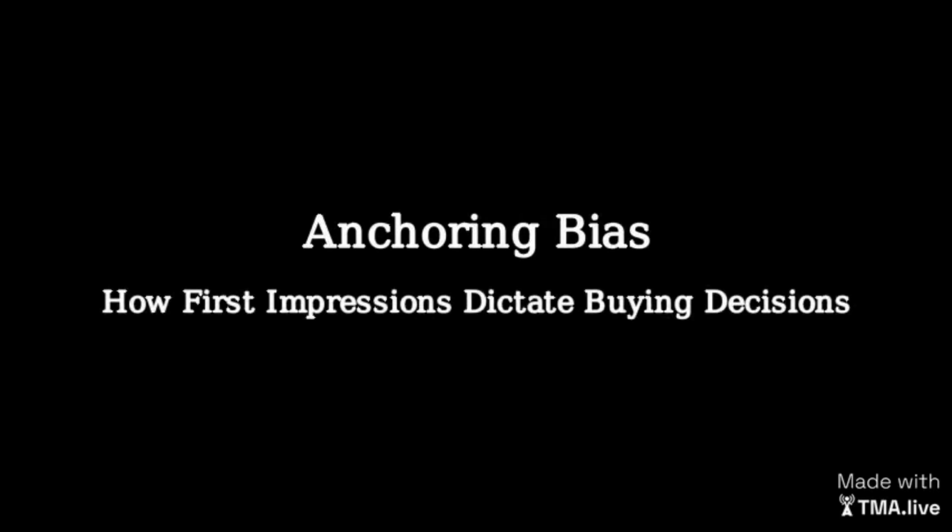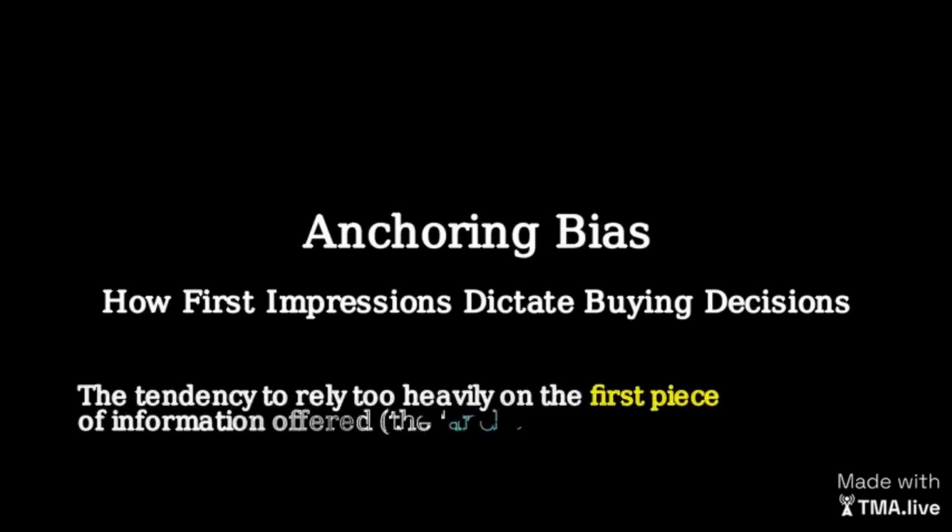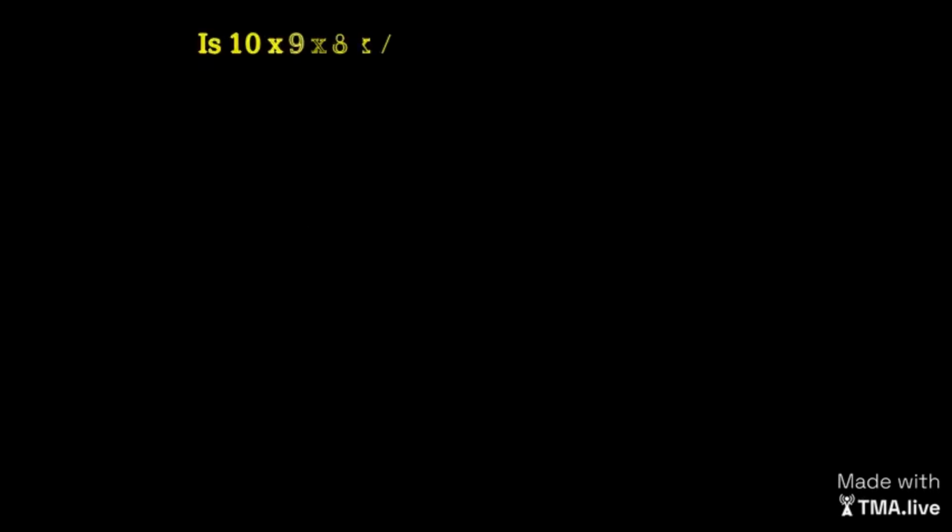Let's explore the anchoring bias, which explains how our first impressions heavily influence our buying decisions. This cognitive bias refers to our tendency to rely too much on the first piece of information we receive, which acts as an anchor when we make subsequent decisions.